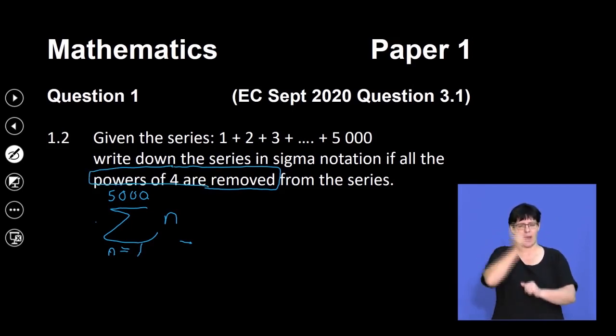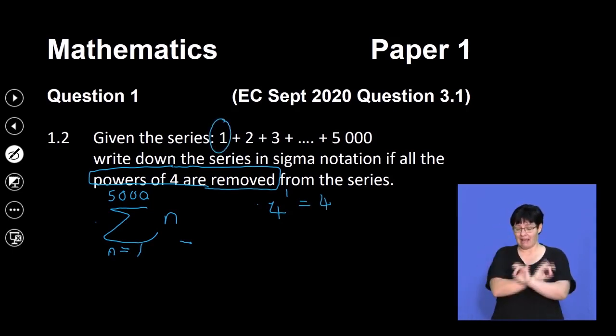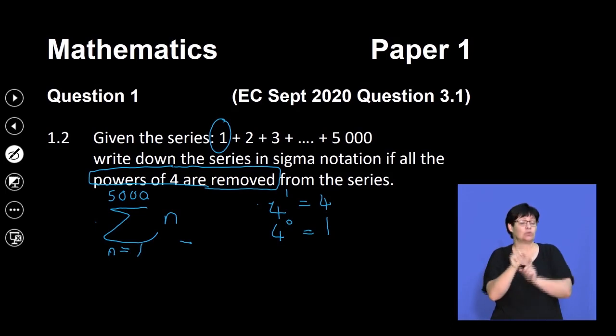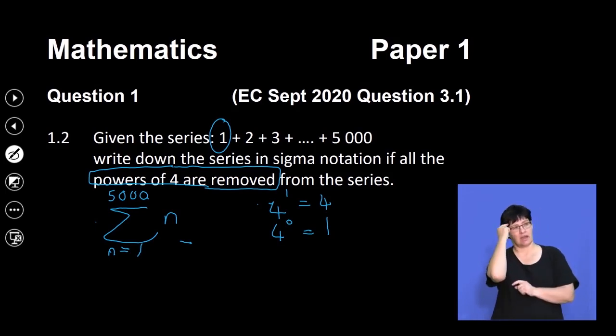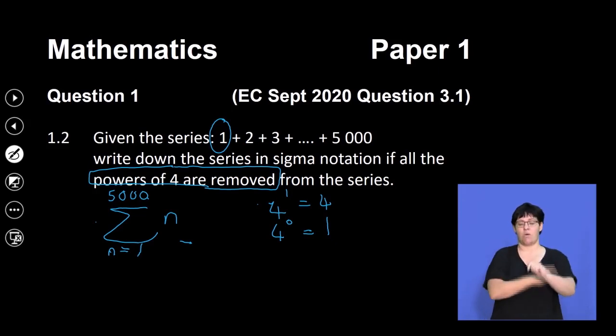So if we think about the powers of 4, we need to be careful here. It's tempting to say that the first power of 4 is 4 to the 1, which is 4. But if we look carefully and think very carefully about it, we can see that the first power of 4 is actually 4 to the 0, which is equal to 1. So we now also need to think about what the biggest power of 4 that is less than 5,000 is.